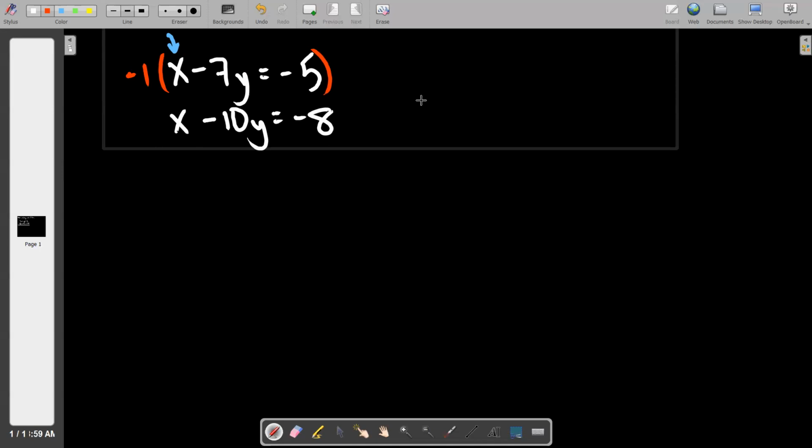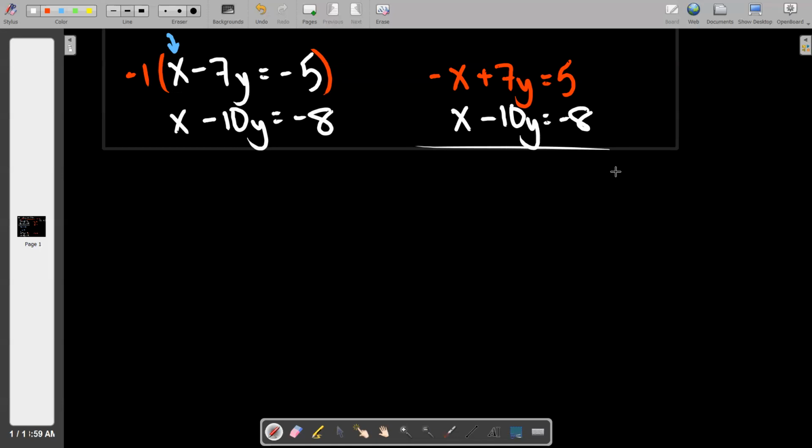So the new top equation would say negative x, and then what? Plus 7y equals positive 5. And then I copy down the old bottom equation, the one that I didn't have to modify. And I get this. And now it's a self-eliminating system. We made it that way. So now when we add together, the x's obviously eliminate. How many y's do we get? We get negative 3y. And what's 5 plus -8? And if we divide by -3, we get y equals positive 1.